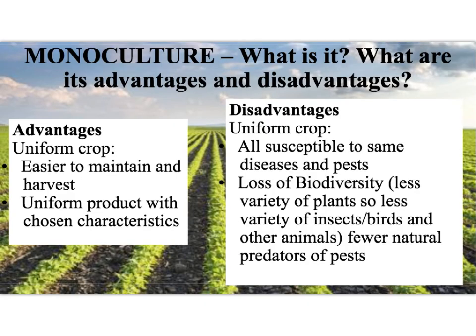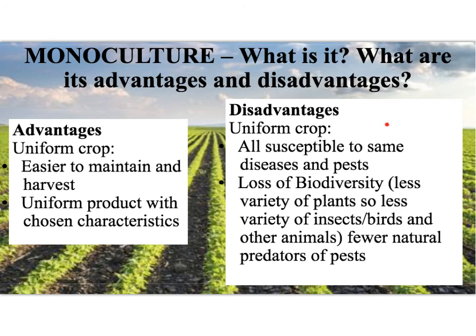And the other thing, monoculture, so again with farming and with crops, what are its advantages and disadvantages? Mono meaning one, so where you've got a field just full of wheat or just full of barley or something like that. So here are the advantages to a farmer with that. Again, it's easier to maintain and harvest, and you can have a uniform product, you can choose the characteristics.